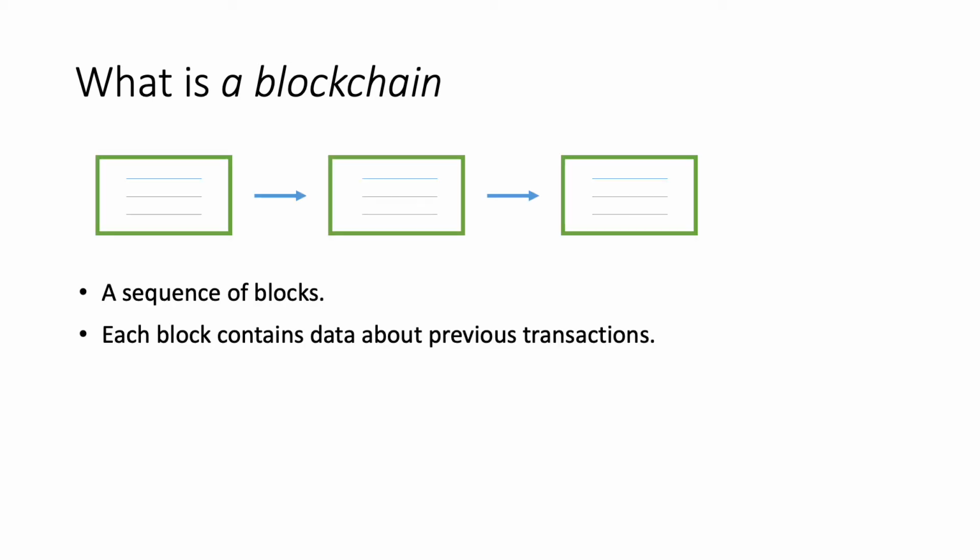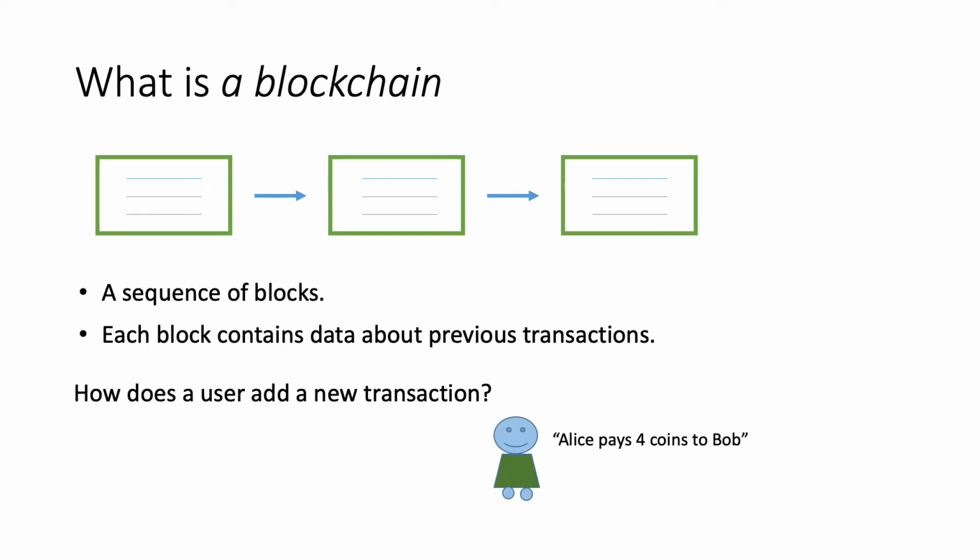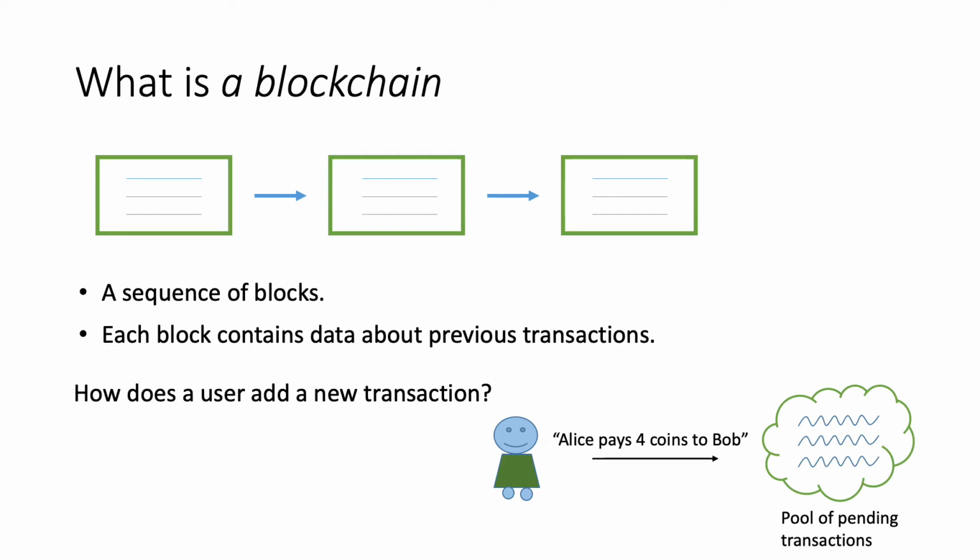A sequence because you can think of them as being ordered chronologically, and each block contains information about some transactions. So how does a user add a new transaction? Well, let's say that Alice wants to pay 4 coins to Bob. At a high level, this is how she does it. She broadcasts to the whole network the transaction Alice pays 4 coins to Bob. For the moment, we won't get into the details of how this transaction should be signed by Alice, etc. So she broadcasts it, and this transaction joins what is known as a pool of pending transactions.